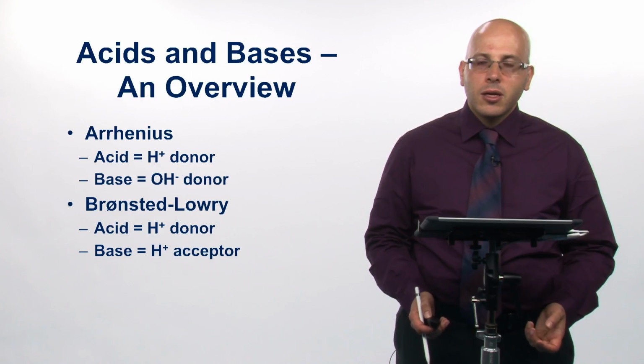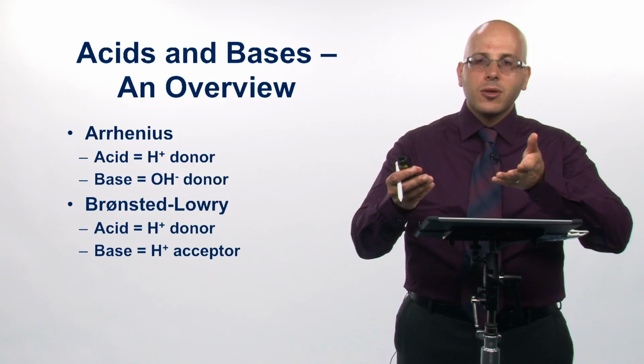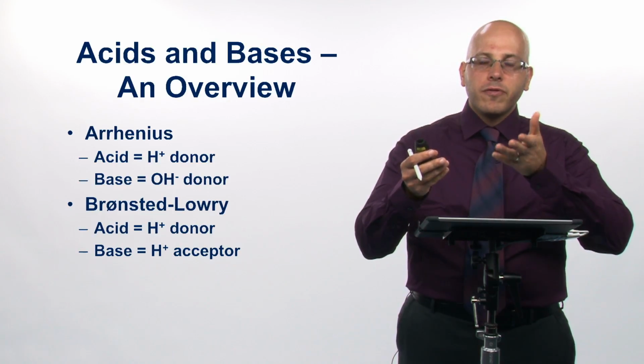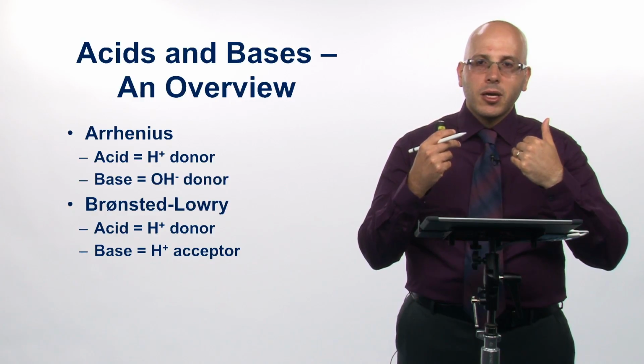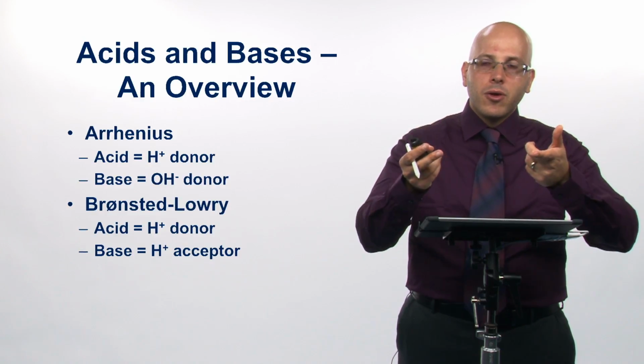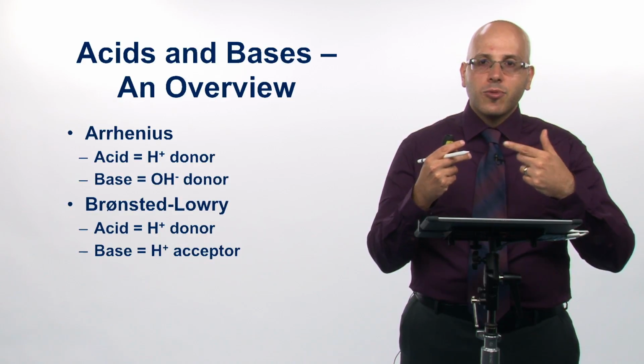which kind of makes sense, right? If you have some kind of transaction where I want to donate something to you, it's not really a full-fledged transaction unless you also accept or take the money, right? So for every donor, there has to be an acceptor. Okay, so Bronsted-Lowry defined a base as a proton acceptor.